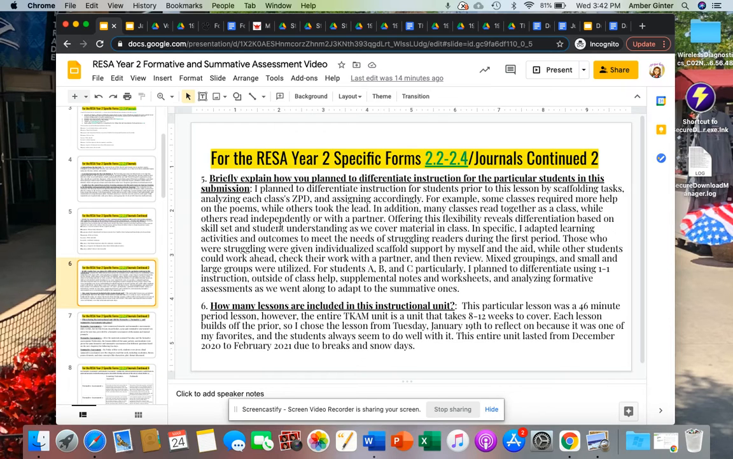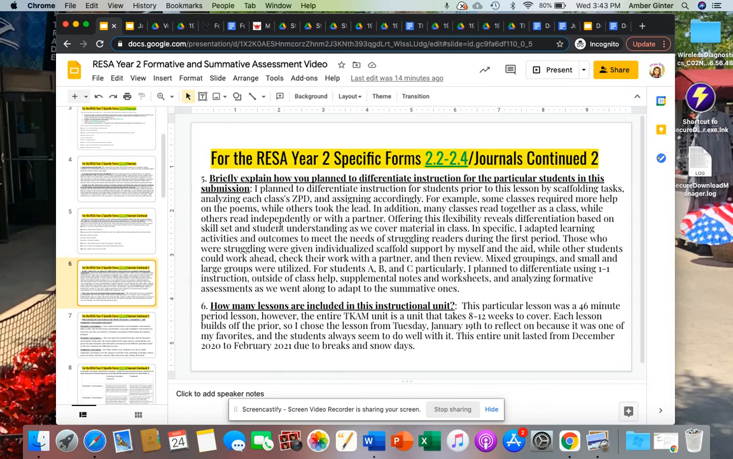Like I noted during first period, I had to help some struggling readers, worked with an aide, worked with them myself. We did that with scaffolding support, mixed grouping, small and large groups. For my students A, B, and C particularly, I differentiated using one on one instruction, outside of class help, supplemental notes, worksheets, and analyzing the formative assessments as we went along to adapt for the summative ones. And we're going to be looking at that.